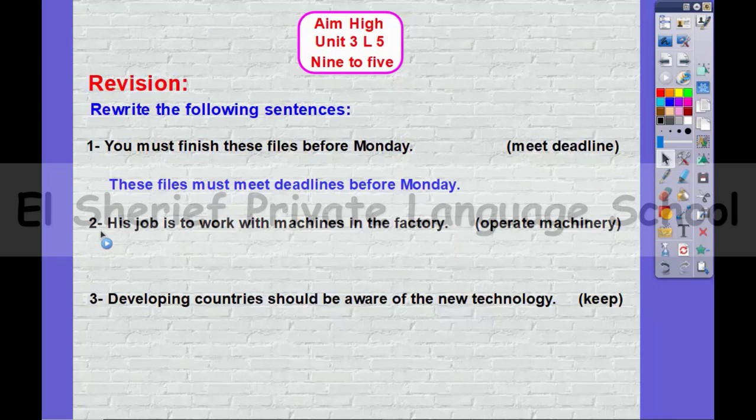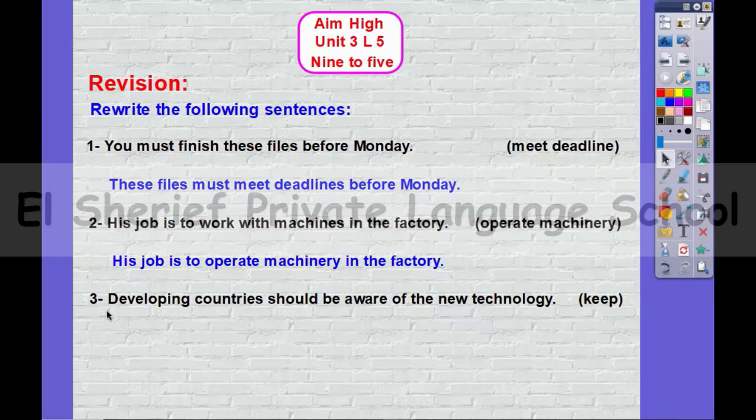Number 2. His job is to work with machines in the factory. Use operate machinery. So to operate machinery is to control it, to start a machine. So his job is to operate machinery in the factory.